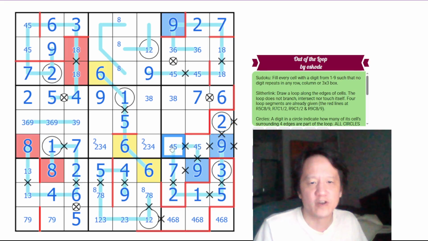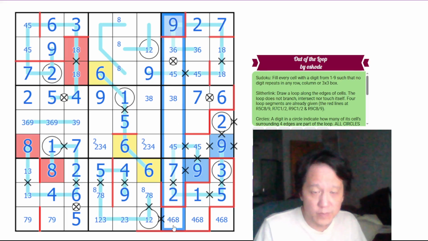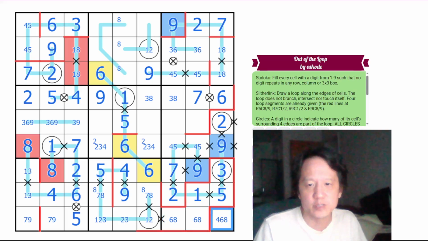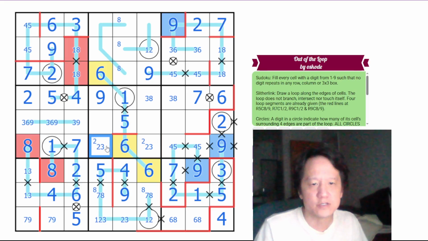So this is a 4-5 pair, which eliminates 4 and 5 in the rest of column 7 and 8 because of the 4-5 pair. So this can't be 4. This must be a 4 here. And this can't be 4 here. So this is a 2-3 pair here. Okay.